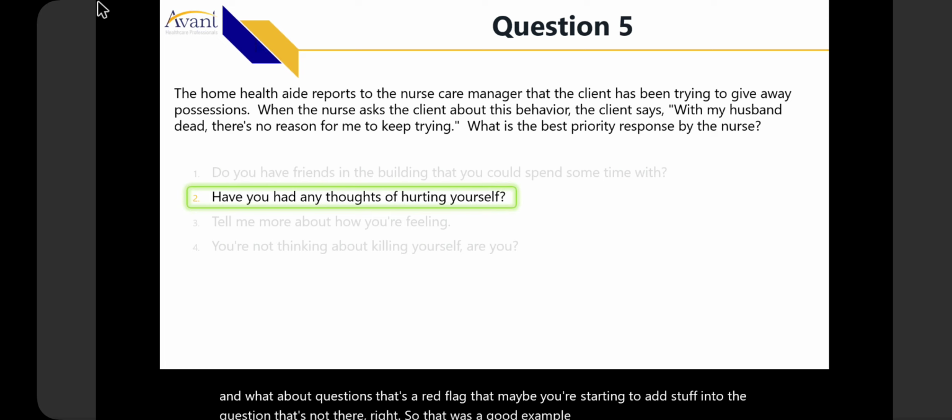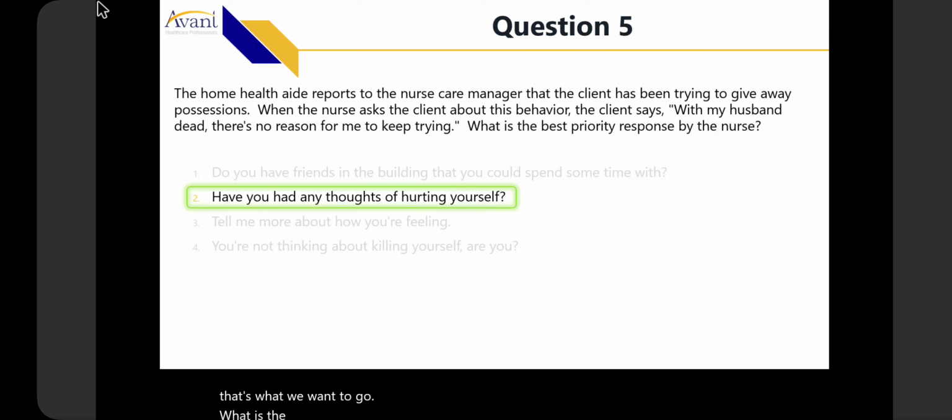So that was a good example of that, because yeah, she could have been, very definitely, giving away her stuff because she just wanted to be generous. But her statement to the nurse is what clarifies that that's not what it was, right? And so that's what we want to go with. What does the question actually say?